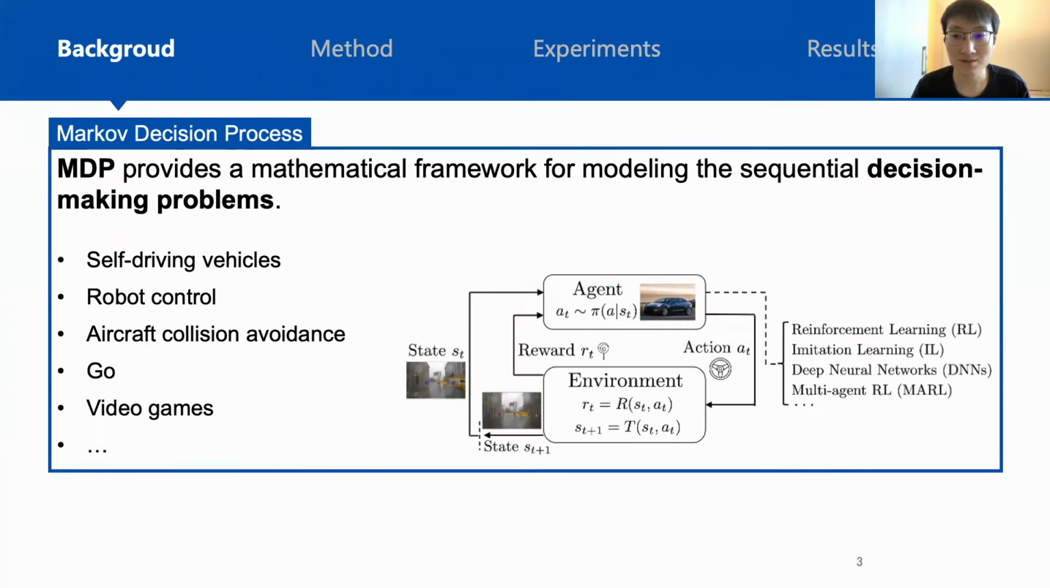Our tool, MDPFuzz, tests the models that solve Markov decision processes, and MDP provides a mathematical framework for modeling sequential decision-making problems. And it has been applied in many real-world scenarios like self-driving, robot control, aircraft collision avoidance, and games like Go and video games.